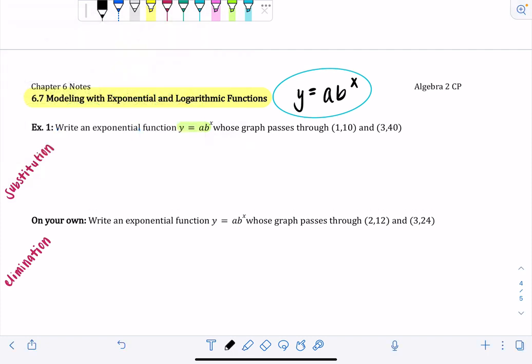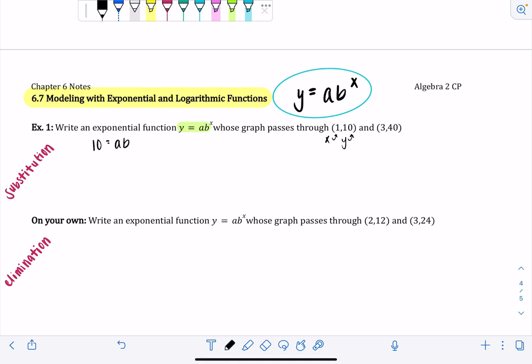So for the first point, my x is going to be 1, my y is going to be 10. So my equation will be 10 is equal to ab to the first power, but we don't need to write that first power. We can just write it as ab. So all we did there is we took 10, we plugged it in for y, we took 1, we plugged it in for x to get our equation.